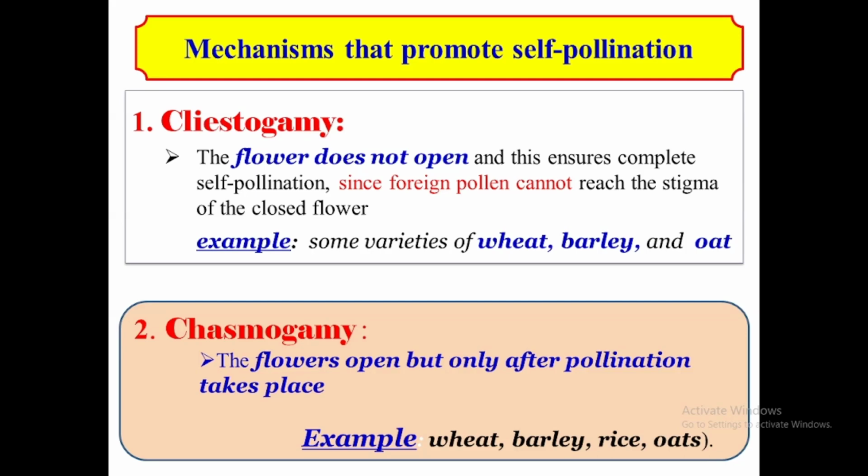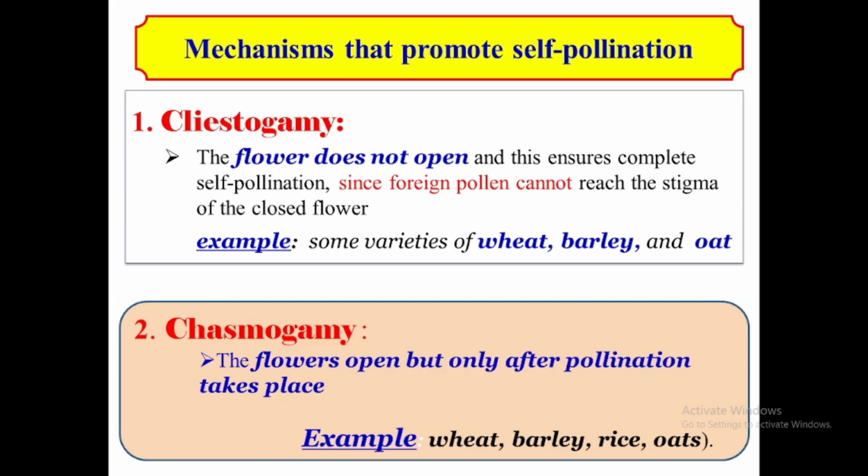3. Cleistogamy is a situation when pollination and fertilization occur in an unopened flower bud. It ensures self-pollination and prevents cross-pollination. Cleistogamy has been reported in some varieties of wheat, barley, oats, and several other grass species.